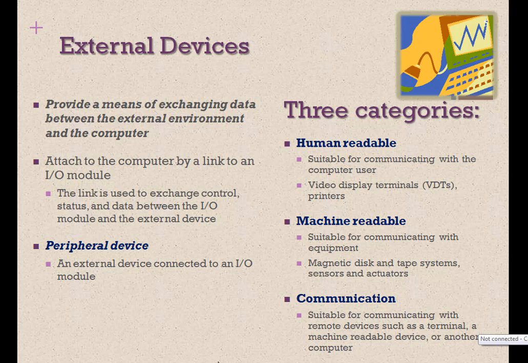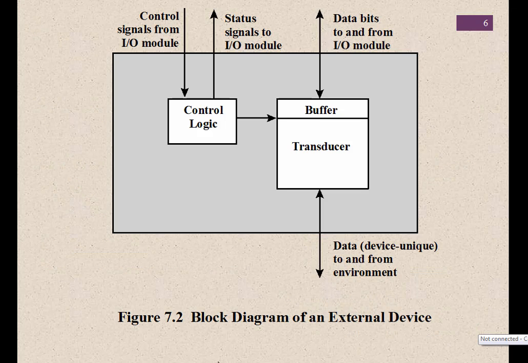There are three main categories: human readable, machine readable, and communication. Human readable devices are for computer user purposes, like video display, LCD, printer, and LED. Machine readable devices include hard drives, magnetic tapes, and sensors. Communication devices communicate with each other either internally or externally.